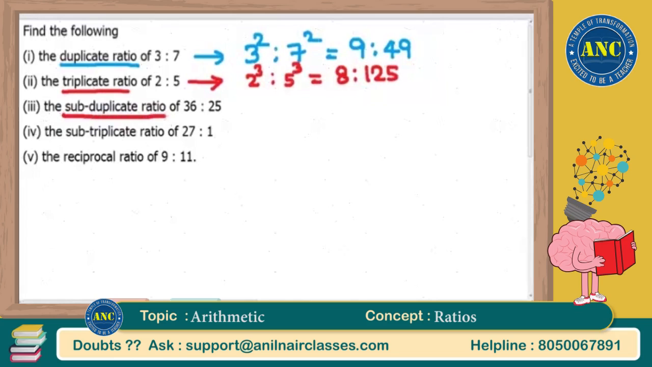Third question is subduplicate ratio. Subduplicate ratio is nothing but square root. Square root of 36 is to square root of 25. It is 6 is to 5.